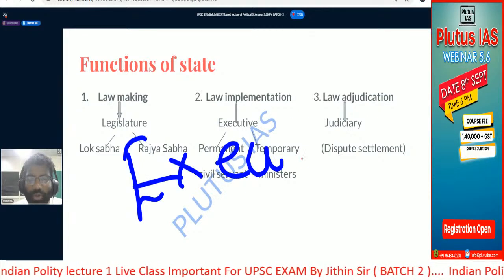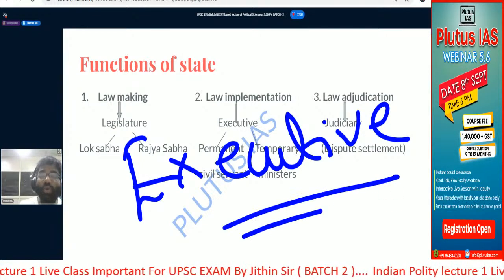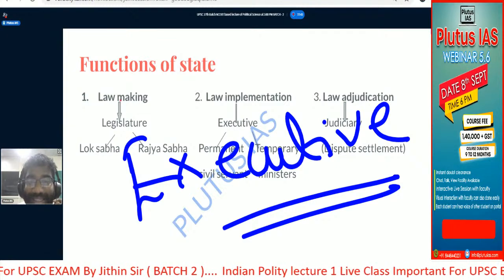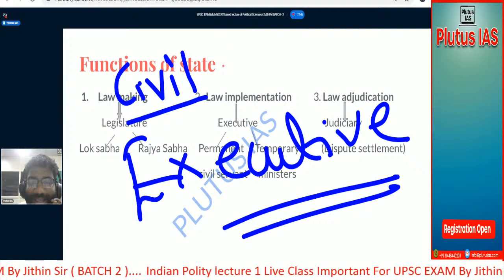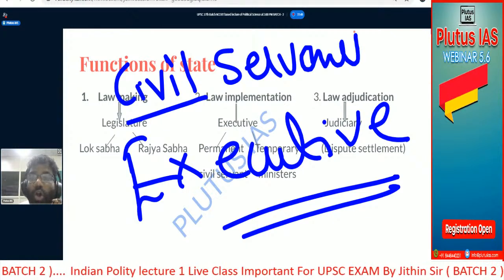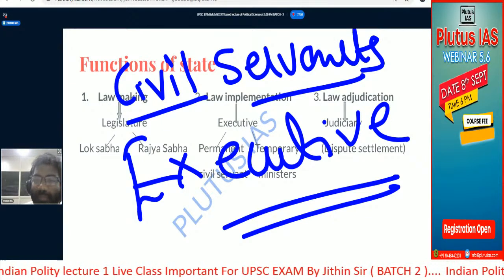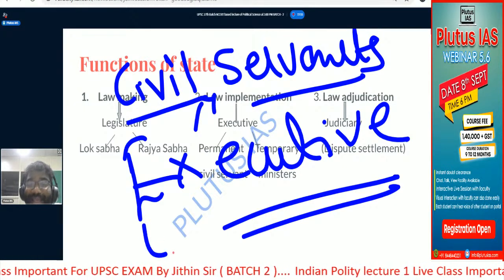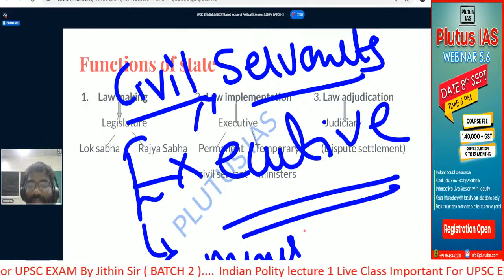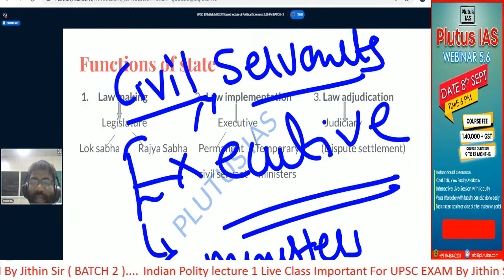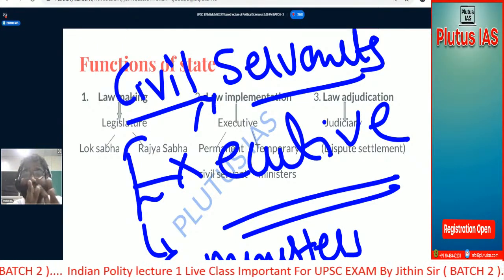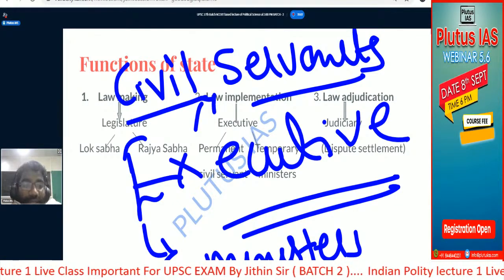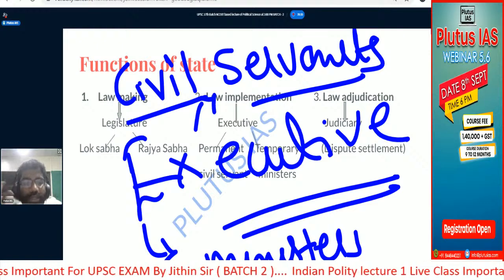Wait, I'm coming to it. Ruxana, Nikhil was more precise: executive. There are two types of executives. One, civil servants. Who are civil servants? All those IAS, IFS, IPS officers. These are type 1. And number 2 is ministers. Executive includes civil servants, and number 2 is ministers. Clear?